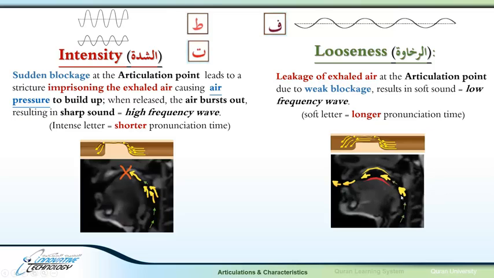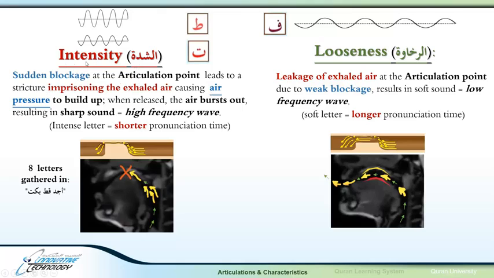Now, we'll see the air escaping between the hard palate and the tongue, so it's not really blocked, as it is in the case of the intense letters, and that's why that air keeps on leaking around, and the f would never have the intensity of the ut or the it.